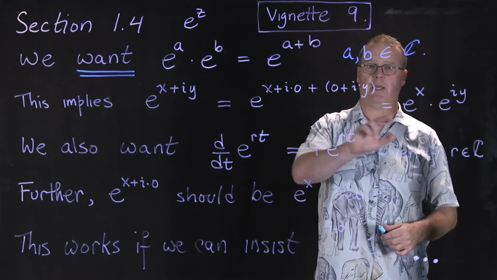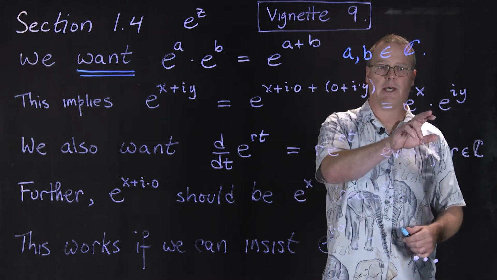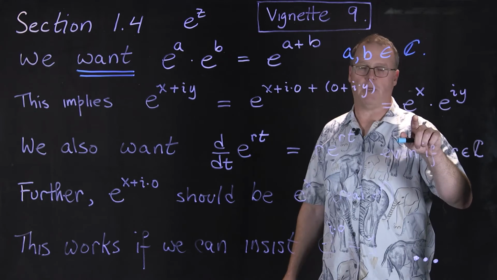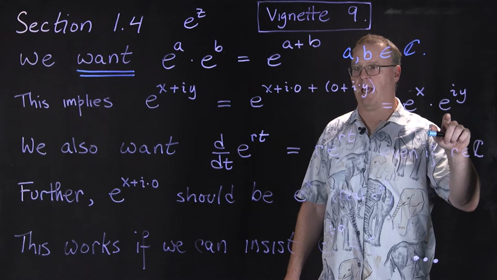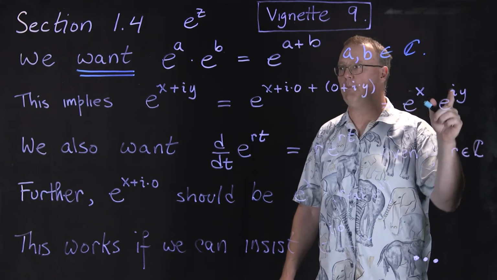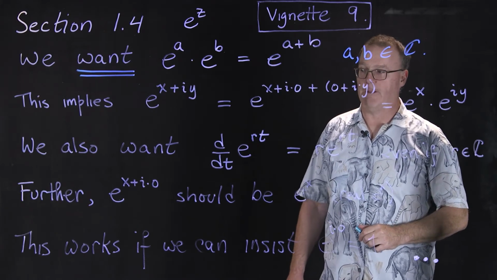So that must be e to the x plus i0, which is equivalent to the real number x, times e to the i times y. Well, we already know how to do e to the real number x. So now what we seem to have to define is e to the i times a real number. And that should be enough. We hope that'll be enough to give us our complex exponential.